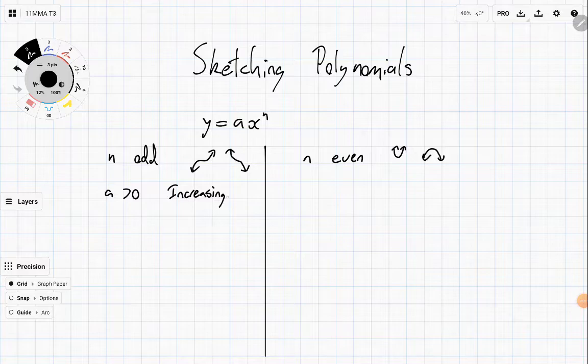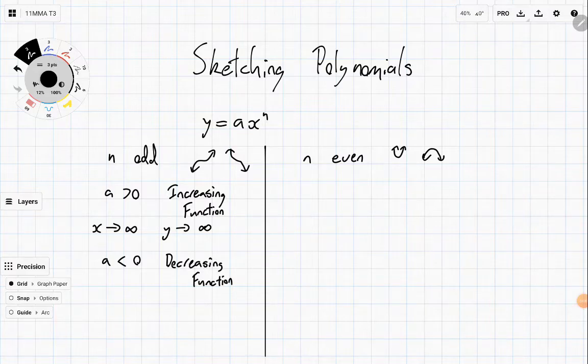And another way of explaining an increasing function is that as x goes to infinity, y also goes to infinity. Whereas when a is less than 0, we get a decreasing function. Meaning, when x goes to infinity, y doesn't go to infinity, it goes to negative infinity. Alrighty.